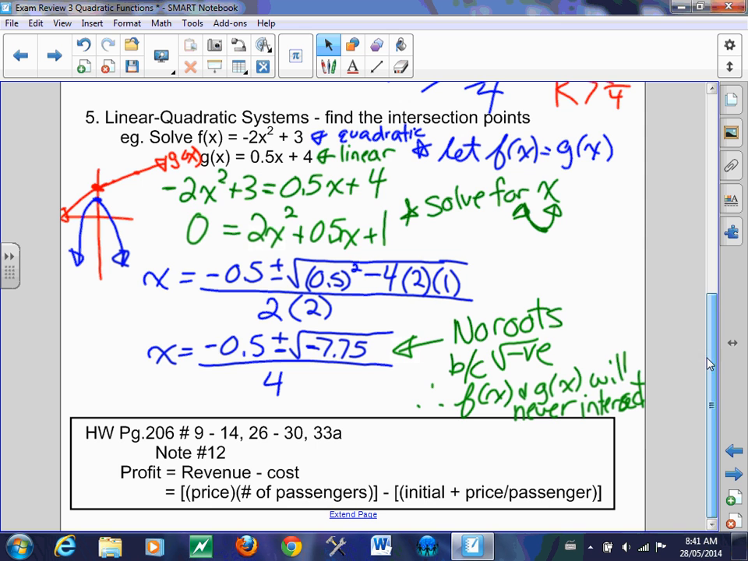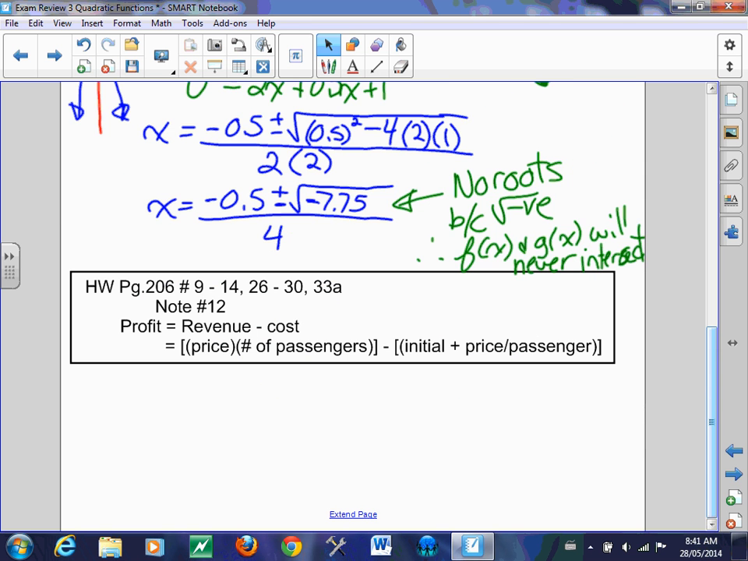All right, folks, here is your homework for today, page 206, number 9 to 14, 26 to 30, and 33A. Note number 12 that profit is the revenue minus the cost, which is the price times the number of passengers, subtract the initial plus the price per passenger. So to help you out with that question, I'm just going to show you the initial substitution because it is a little tricky to figure out that word problem. So I'm going to give you a hint here. So please come back to this when you do this problem.